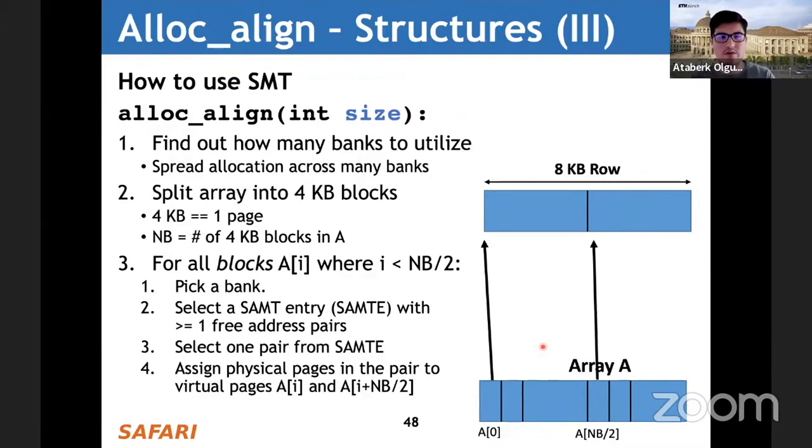And what it will do is something like this. We will fit A0 to the same row as A NB over 2, and then we will move to the next entry. So we will select another DRAM row, and then we will put A1 and A NB over 2 plus 1 into that row, and then we will move on to the next page.